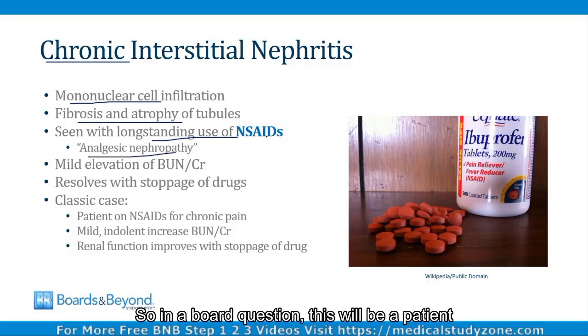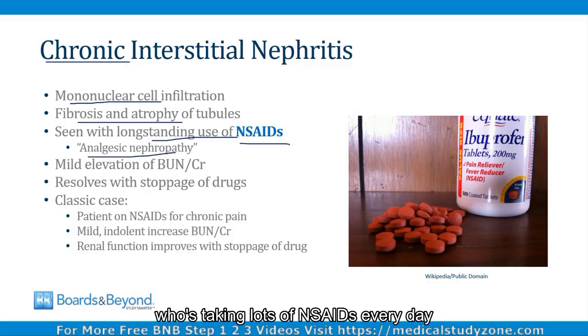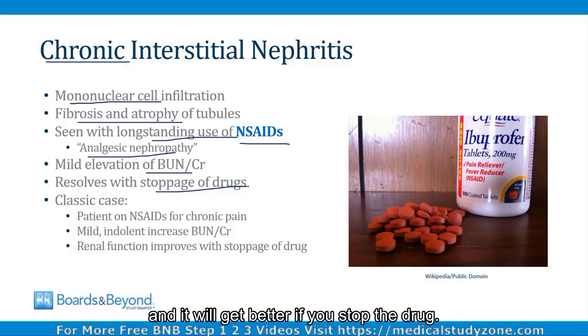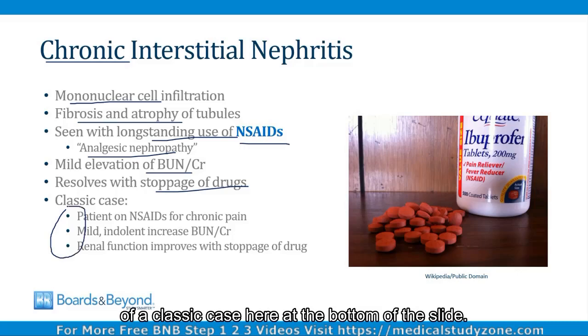So in a board question, this will be a patient who's taking lots of NSAIDs every day for a condition like back pain or arthritis. That patient will have a mild chronic elevation of BUN and creatinine, and it will get better if you stop the drug. And I've summarized all these elements of a classic case here at the bottom of the slide.